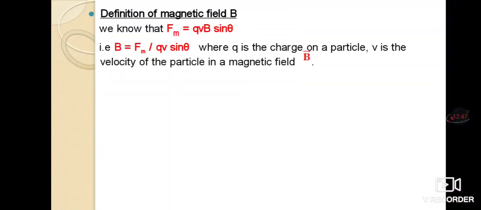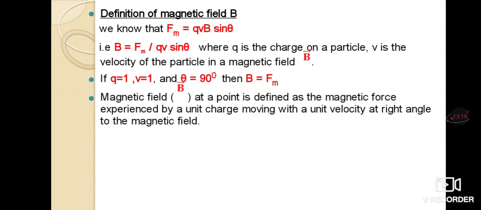Next, we will discuss the definition of magnetic field. To know the definition, we already know the relation, magnetic force Fm is equal to QVB sin theta. From this relation, B is equal to Fm divided by QV sin theta, where Q is the charge on the particle and V is the velocity of the particle moving in a magnetic field. Now, if Q is equal to 1, V is equal to 1 and theta is equal to 90 degrees, then sin 90 is 1. Therefore, B is equal to Fm.